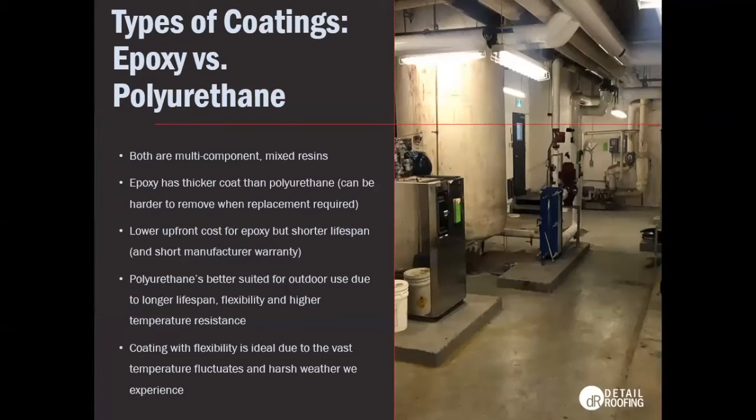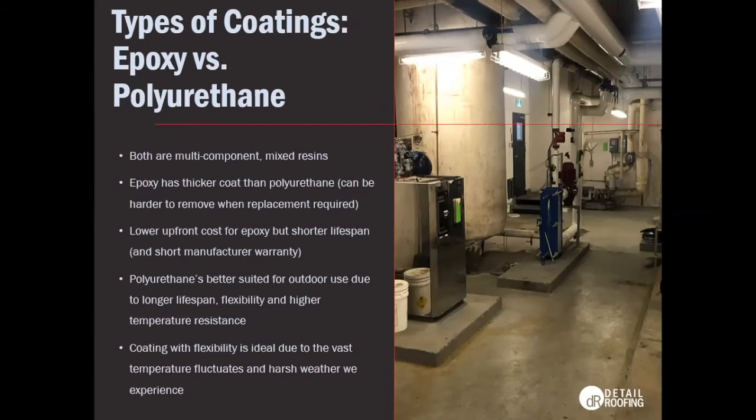Now, when it comes to types of coating for concrete, there are a variety of different types out there. Some of the most common ones are epoxy and polyurethane, and even within those two different categories, there's a number of different brands and different coating options. So both the epoxy and the polyurethane are multi-component mixed resins. The epoxy is overall a thicker coat than the polyurethane. However, it can be harder to remove when inevitable replacement is required.